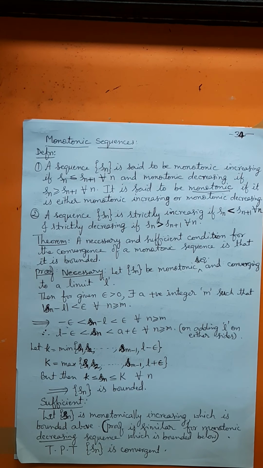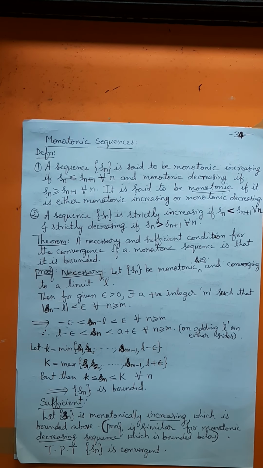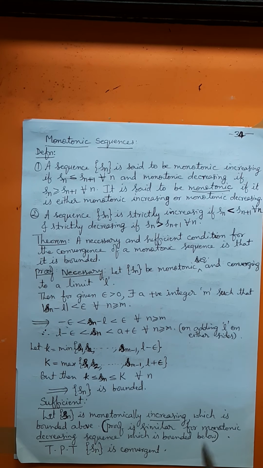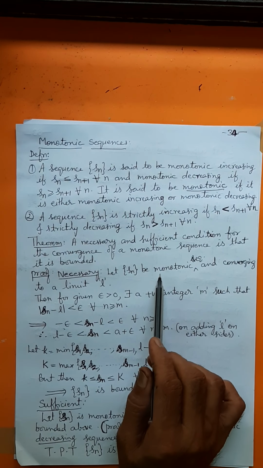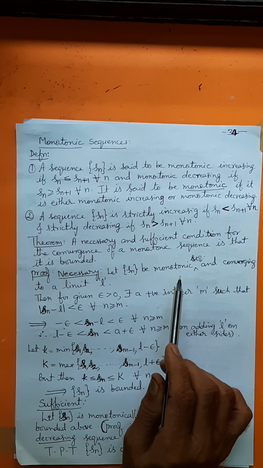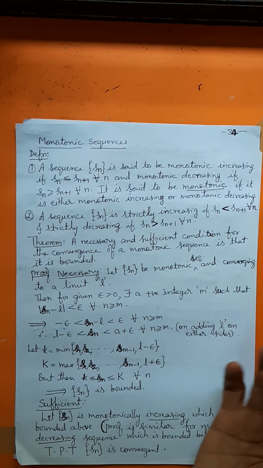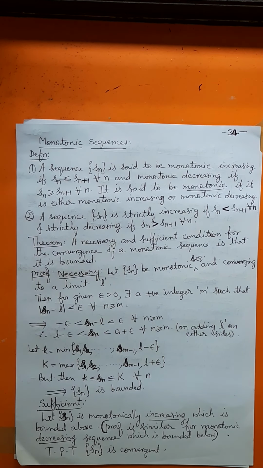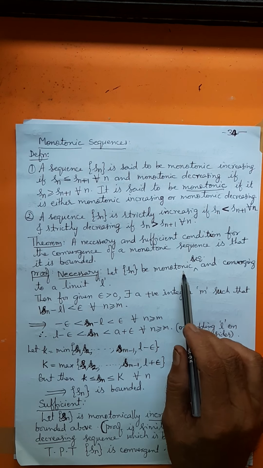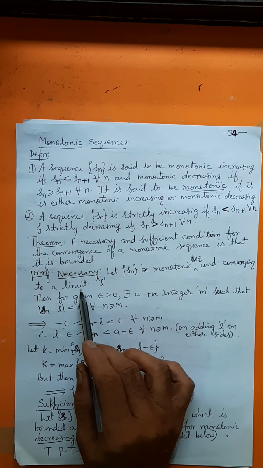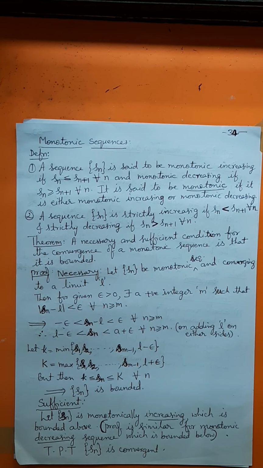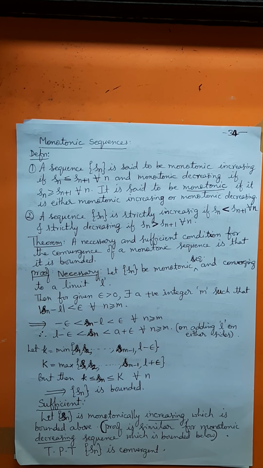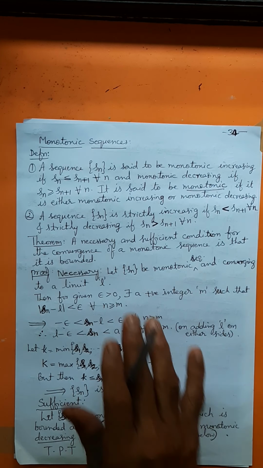See, whenever the sequence is convergent, it is bounded. We have already proved every convergent sequence is bounded. You are assuming a monotonic sequence. A monotonic sequence can be monotonically increasing or monotonically decreasing. Such a sequence is converging, you assume, converging to L. What do you want to prove? It is bounded. Convergence implies bounded. Already we have proved. The same proof is copied down here.